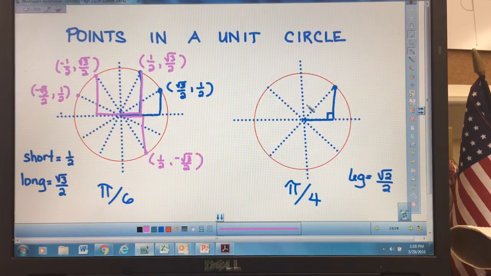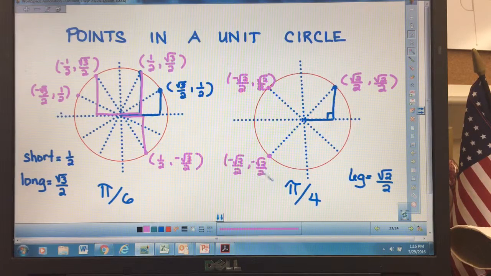Now let's go to the pi over 4 circle. I only have one leg, which is a square root of 2 over 2. And if I put a point right here, that will be both positive square root of 2 over 2 and square root of 2 over 2. Right here will be a negative on the X, so a negative square root of 2 over 2. Positive on the Y, square root of 2 over 2. Right here, negative for both, so it's negative square root of 2 over 2, negative square root of 2 over 2. Last one right here will be a positive on the X, square root of 2 over 2, and a negative on the Y, square root of 2 over 2.